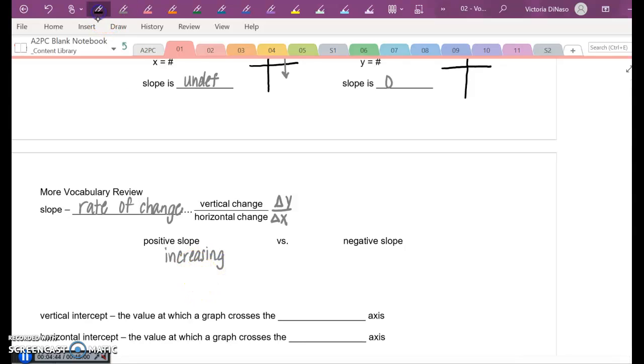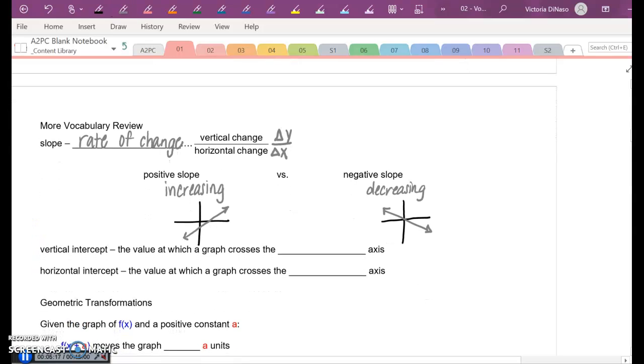So if I were to draw a fake graph right here, a line that's increasing from left to right, and then for my negative slope, we have a decreasing line. So if we were to draw our fake graph right here, from left to right, the line doesn't have to go through the origin, but the line itself is decreasing from left to right.